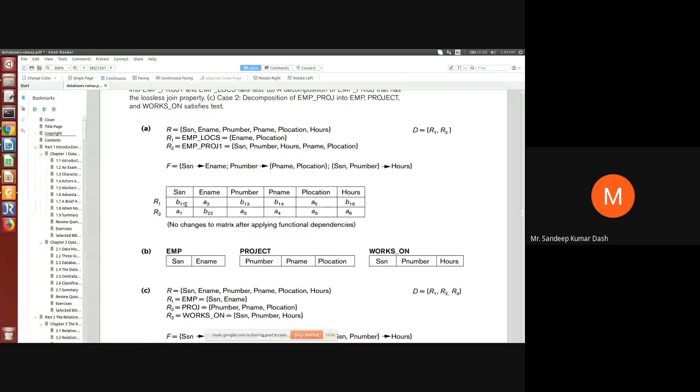This is first row, first column, so B11. First row, third column, so B13. First row, fourth column, B14. First row, sixth column, so B16.